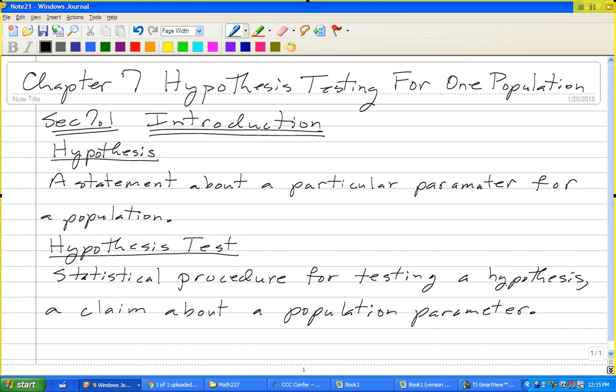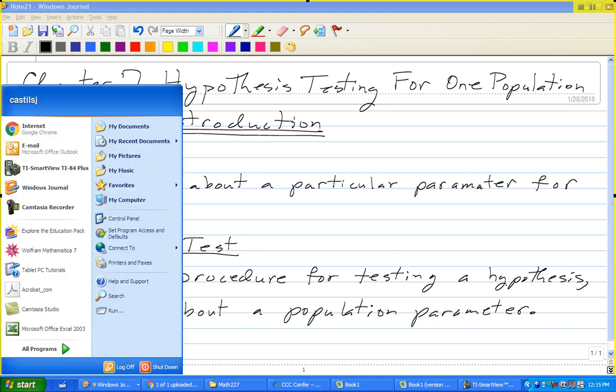Okay, so that's really about all for the intro. Let me go on to section 7.2, which is actually much longer.